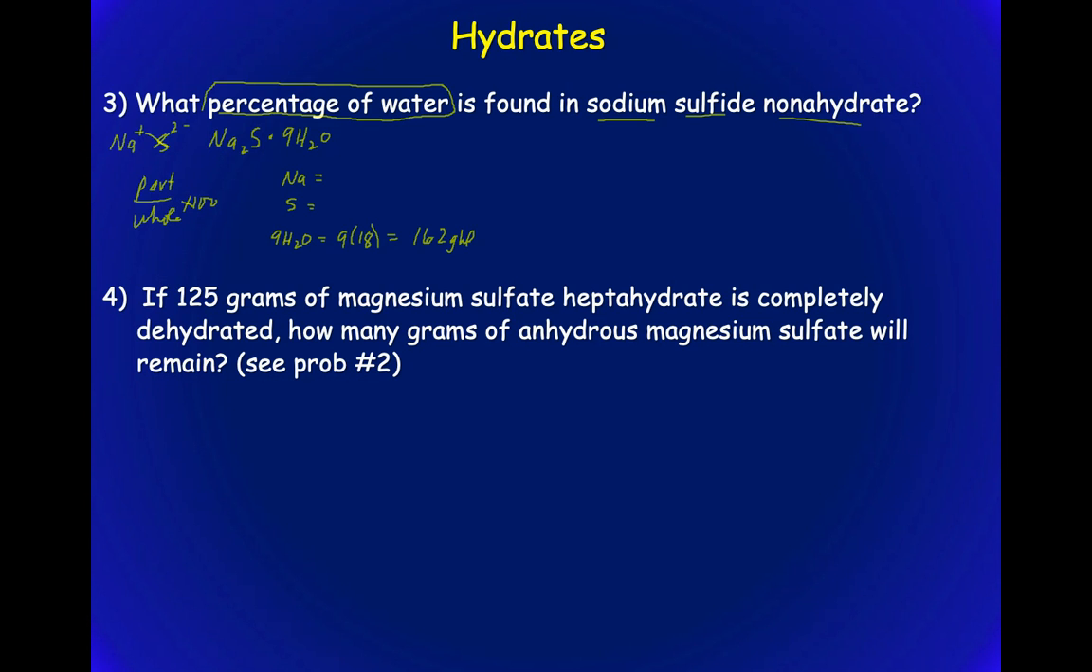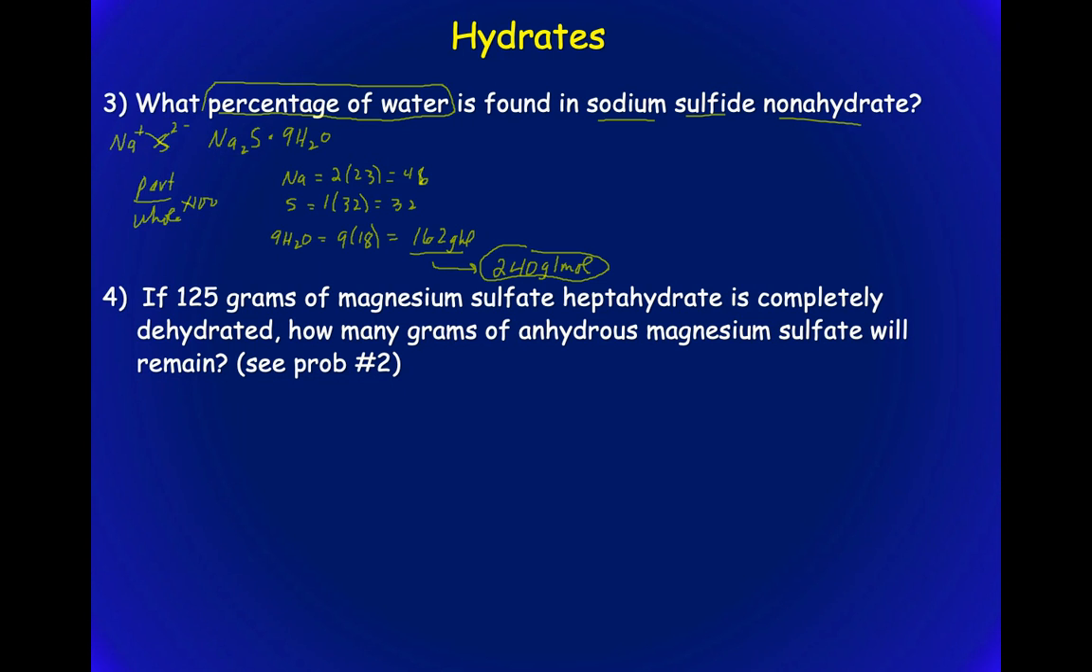All right, and then we'll take sulfur. There is one of them times 32, which equals 32. We have 2 sodiums times 23, which is 46. So I'm going to add all together and get a grand total of 46 plus 32 plus 162. And I'm going to get 240 grams per mole as my total.